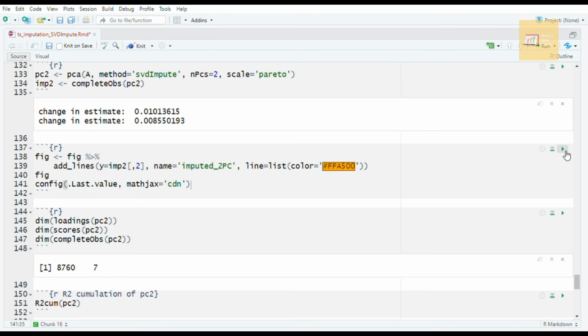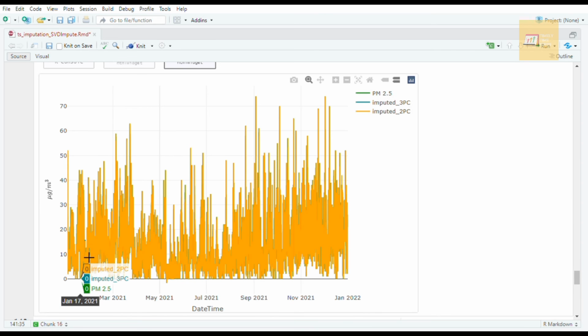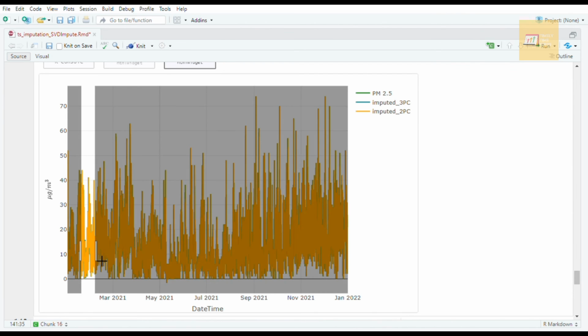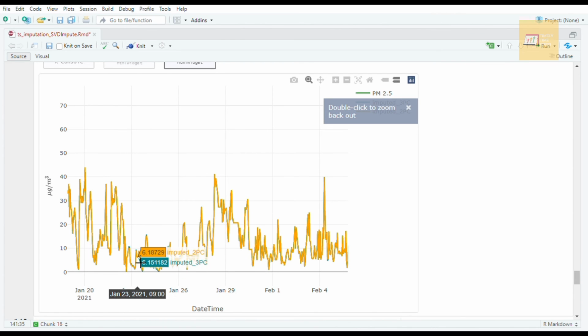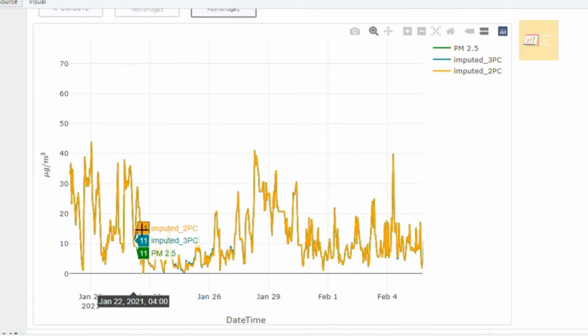Okay. And now let's see the imputation. I'm going to show you the original data and then the imputation using 3 principal components and using 2 principal components. Okay, let's see, around January 22. That's the missing value we saw earlier. So the yellow is for the imputation by 2 principal components, the blue one is for the imputation using 3 principal components, and the green one is the original data.